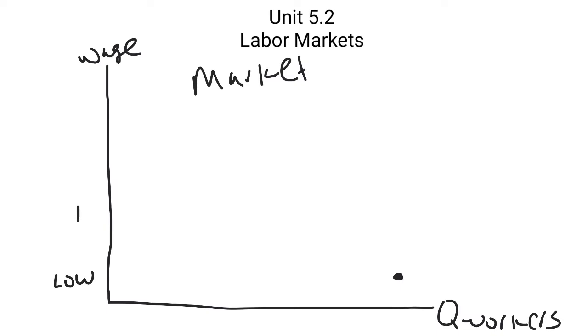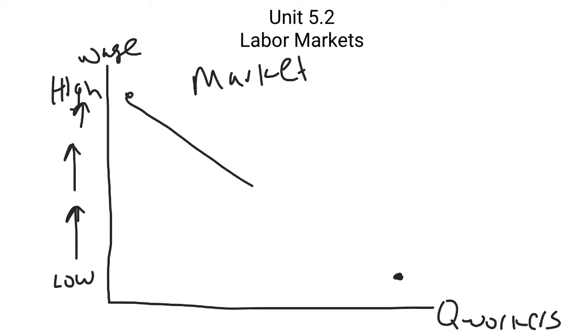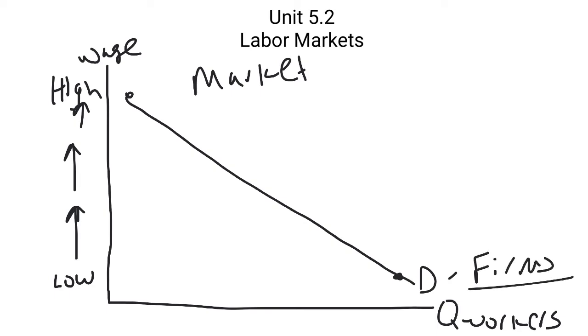And if the wages increase, which is like a change in price of workers, then we know that the quantity of demanded workers is going to go down. And so we have this downward sloping demand curve for workers that looks like this. Remember, this is firms demanding workers. So they have a demand curve for labor.